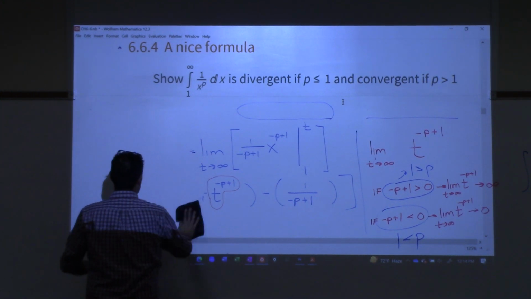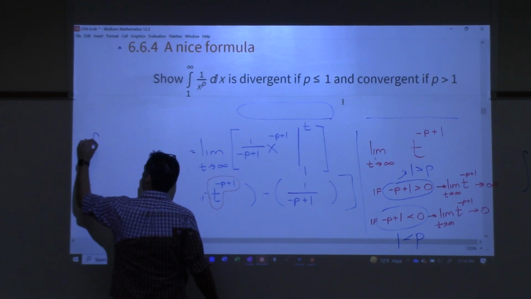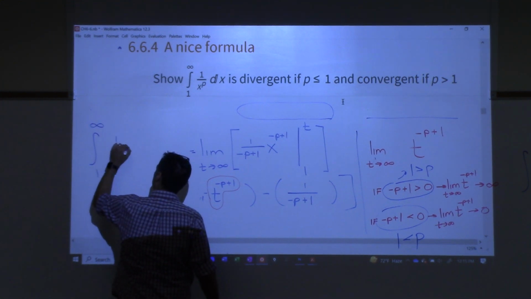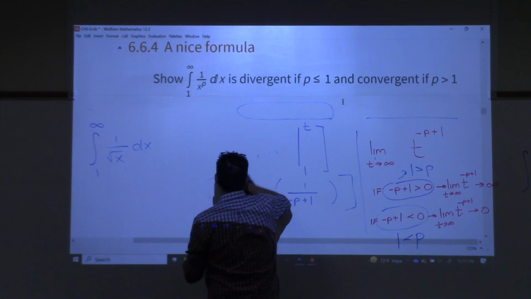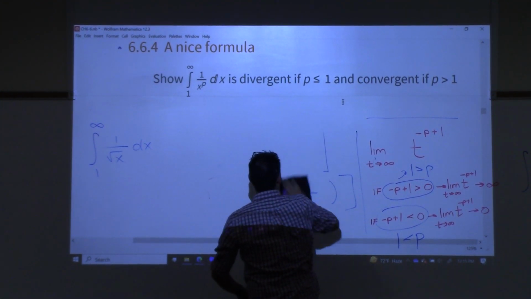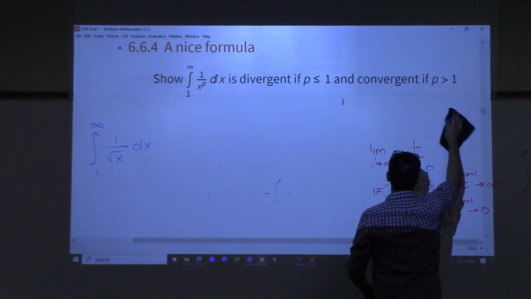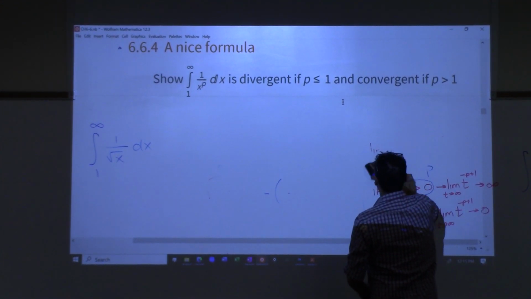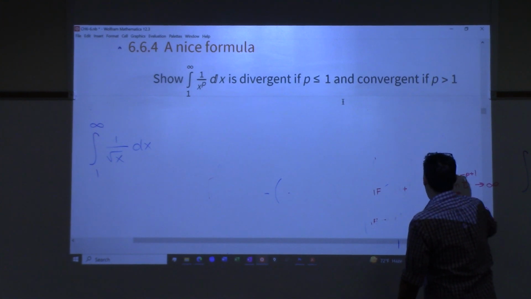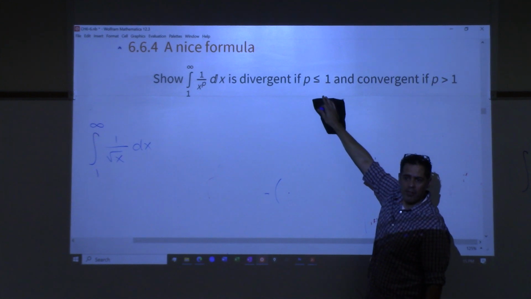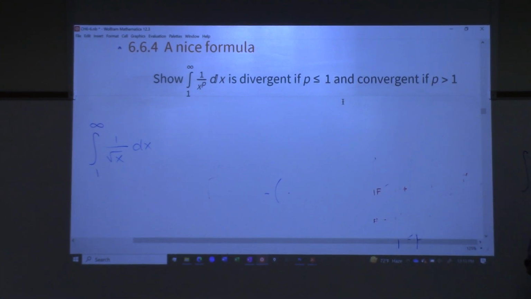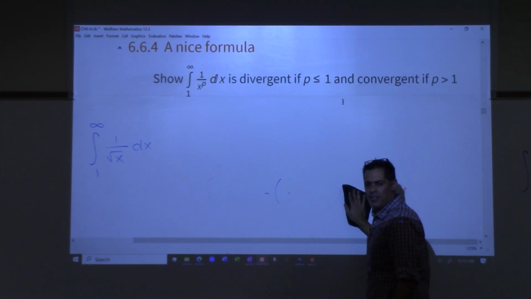If you want to see an example, if I ask you what this is, is that convergent or divergent? Divergent. Why? What's the p? What's the power on that x? 1/2. That p is less than 1. Less than 1 p means divergence. This is divergent. I don't have to actually go through and do a limit. I know that that's a divergent area under there. Does that make a little more sense if I say it that way?